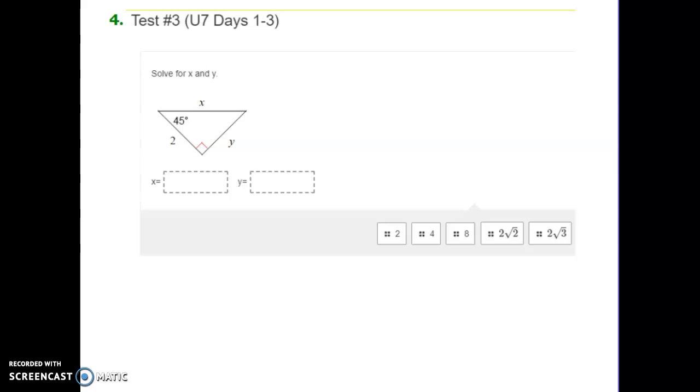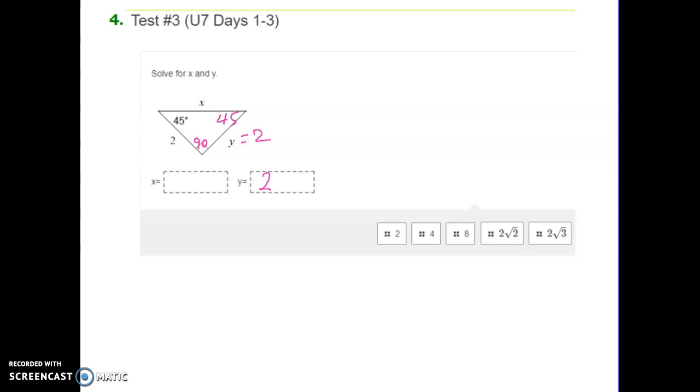Number 4 is a 45, 45, 90 triangle. We can just tell by the angles because we're given this angle is 90 degrees and this angle is 45, so the other one has to be 45, so it's special. That means we should already know the relationship between the lengths of the sides. The sides should be the same.